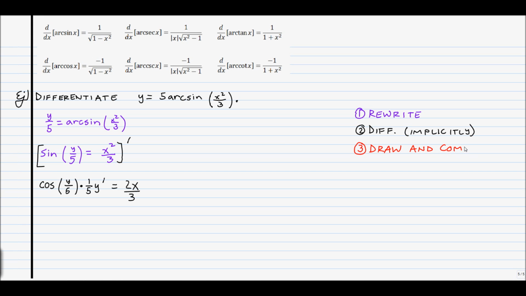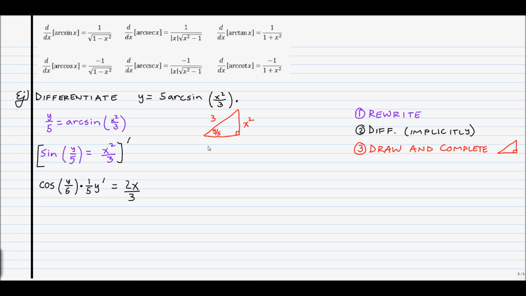When I draw it, I'm also going to need to complete it using the Pythagorean Theorem. So we draw and complete the right triangle that's represented by our original expression. Y over 5 equals arc sine of x squared over 3. I'm going to use this one, not the exact original, because that 5 in front would otherwise cause us problems. There are a lot of ways we could do this problem; I'm doing it the way I think is easiest. This says the sine of the angle y over 5 is equal to opposite over hypotenuse. Take a look at it for a second, and you can see that it's true.